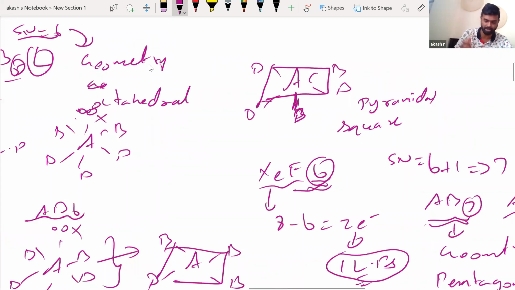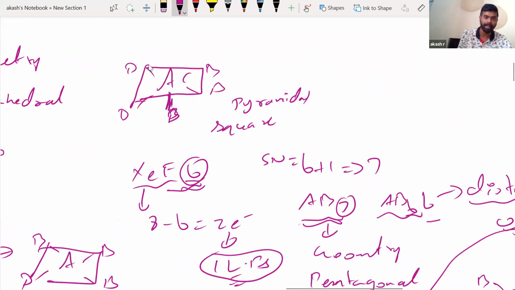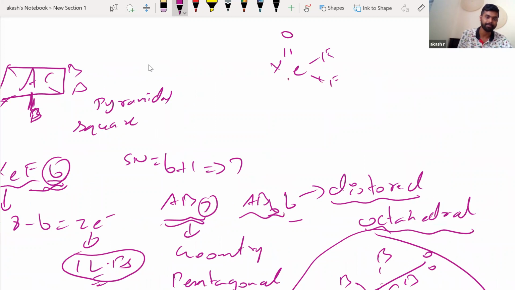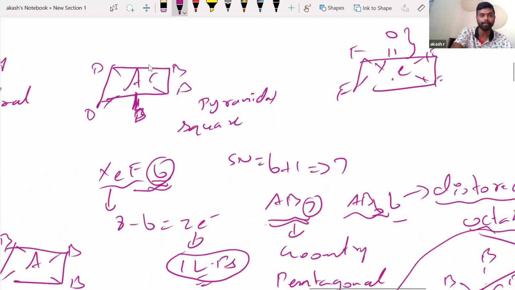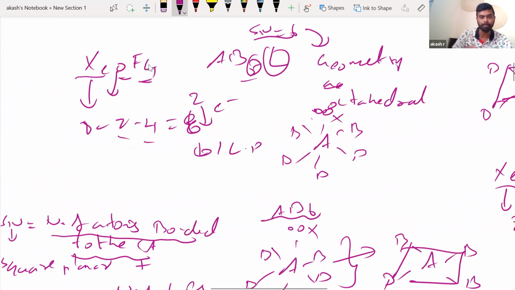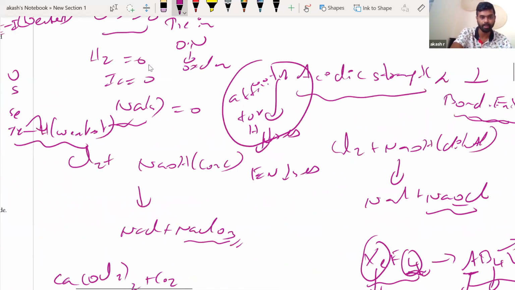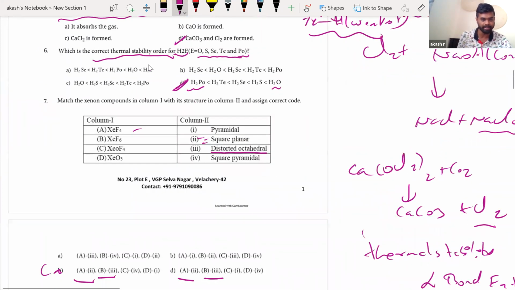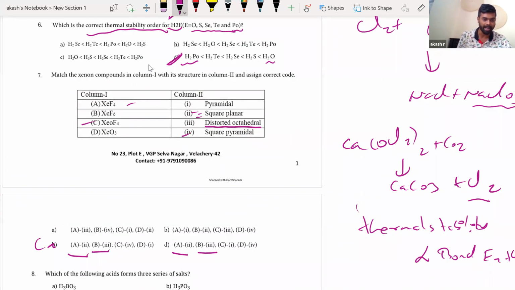If I draw the proper structure, this is how it will be, people. Xe double bond O, F, F, F, and F. This is how the structure would be, a square with a pyramid on the top. So XeOF4 will be square pyramidal. Where is it? So C is 4. Where is C4? Yeah, C4 is here. So the correct answer would be C. We'll check for D also.